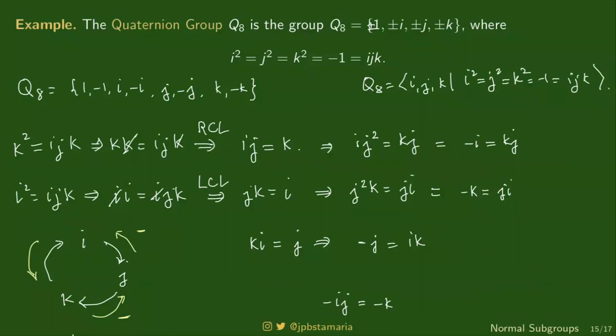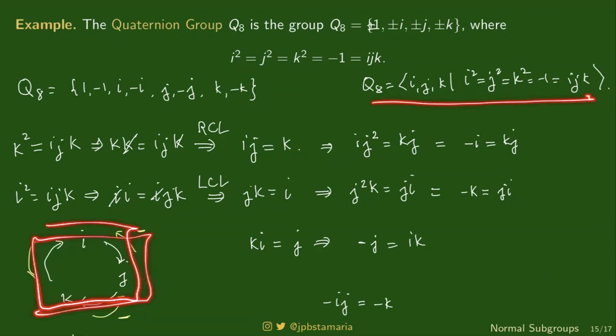Do you agree? If you go with the flow, the clockwise direction, there's no sign. But if you go counterclockwise, against the clock, you introduce a negative sign. Look: ij is k, jk is i, ki is j, but going backward, kj is negative i, ji is minus k, and ik is minus j. So that's the rule. In fact, this is all you need to remember, and it can be derived from this group presentation.